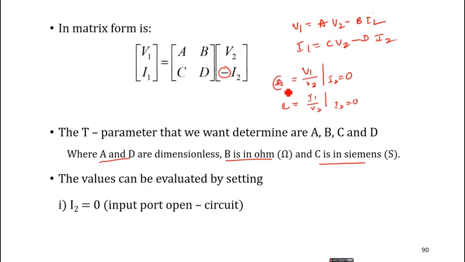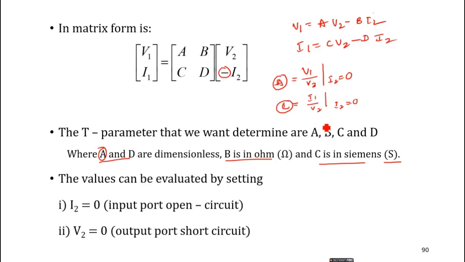That's why A is called a unitless or dimensionless quantity, because voltage is divided by voltage here. Volt and volt will be cancelled. So finally A will be a dimensionless quantity. Then C can be measured in terms of mho or Siemens, because it is current divided by a voltage. It is 1 divided by impedance, which is nothing but an admittance. Admittance can be measured in terms of mho or Siemens.